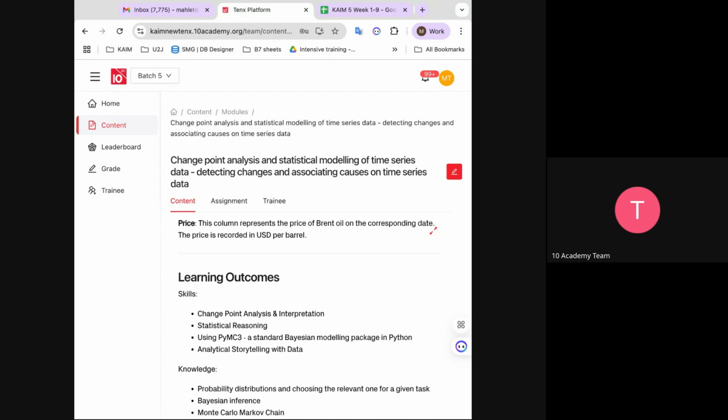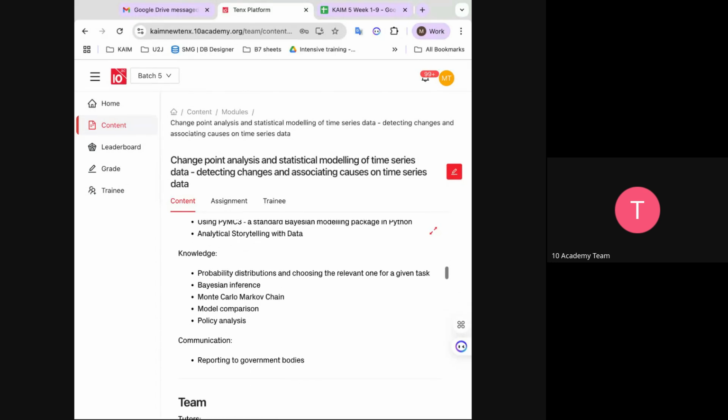Based on this, what we will learn is change point analysis as a skill. What does it mean by change, and how can you interpret that? And what is statistical reasoning? PyMC3 is a standard Python library for Bayesian modeling, and you will understand what Bayesian modeling is meanwhile, and how you can tell a story from the data.